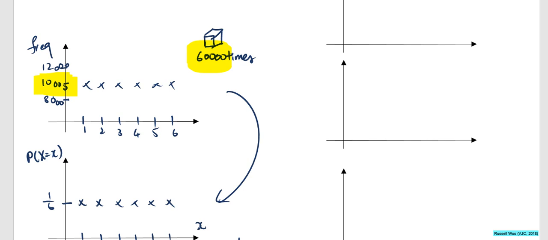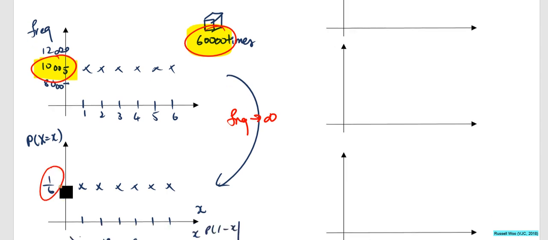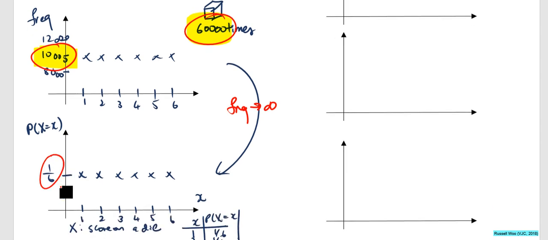I say one more time. If I toss enough times, I let the frequency tend to infinity, and then I take this frequency divided by the total frequency, I will get this probability 1 over 6. Got it? That's actually how you get probability. You do it enough times, then this value, you actually get the probability.